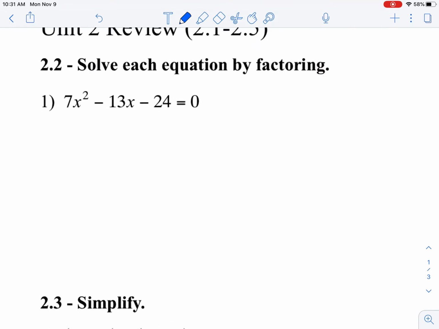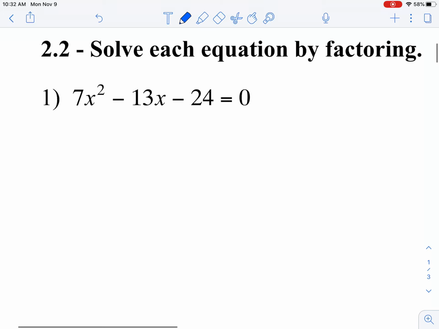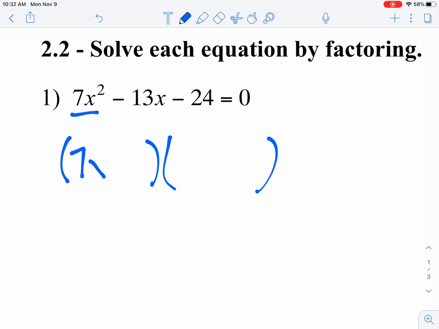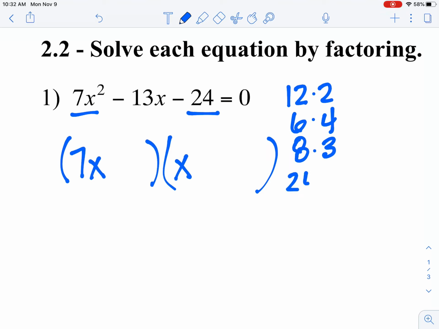This first problem says solve by factoring. So remember, your first job is to pull out a GCF, which we don't have, and then you're going to factor using the guess and check method. In this case, our first two terms have to multiply to get to 7x squared, so 7x and x. And then our second two terms need to multiply to get to 24. So we could do 12 and 2, 6 and 4, 8 and 3, or 24 and 1.